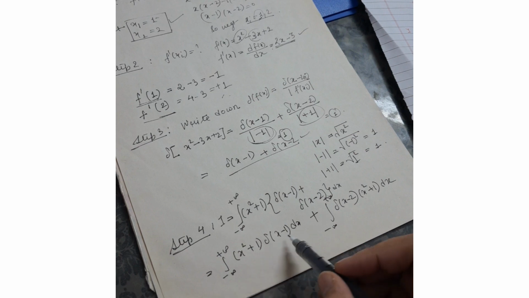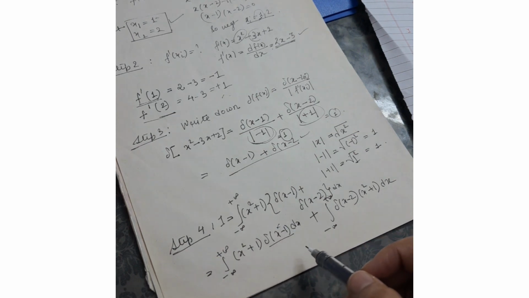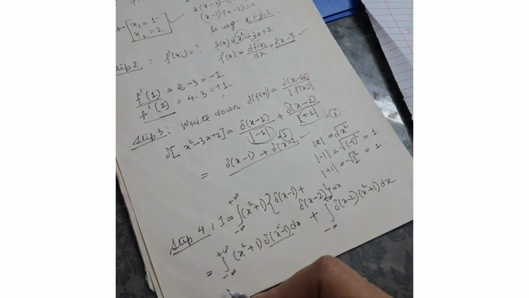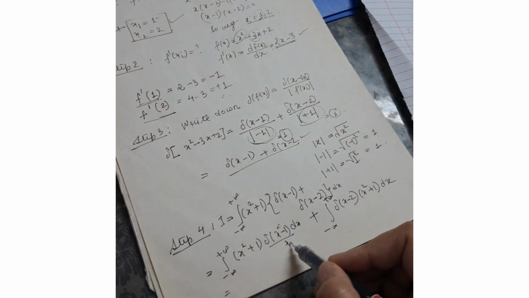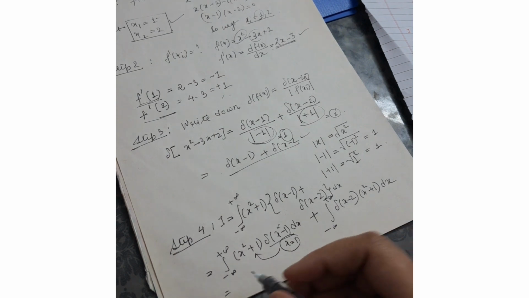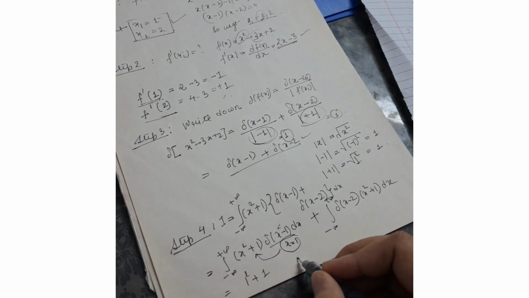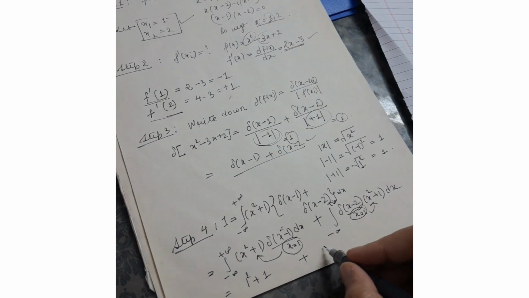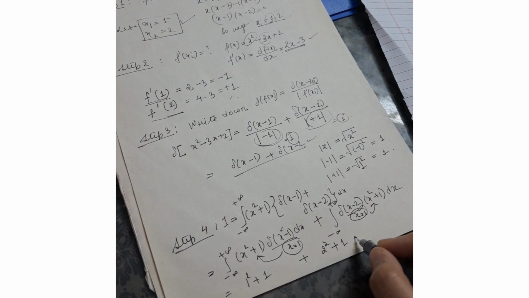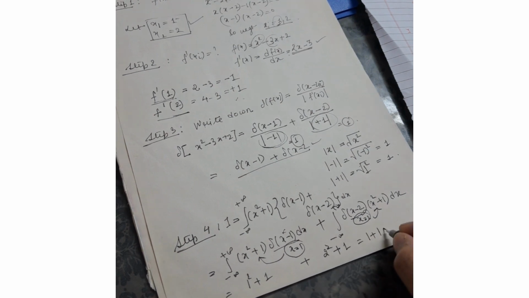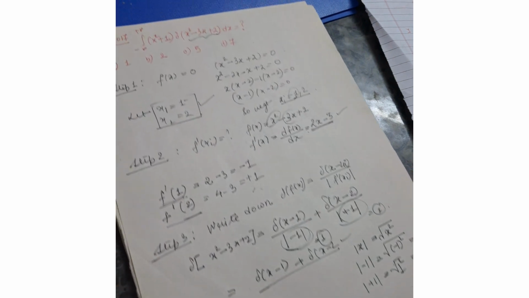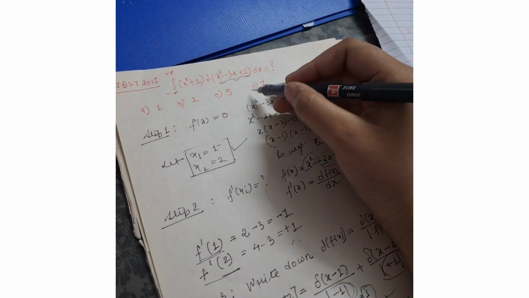So here we can see this delta function is converted into a linear power of x. Now we simply put the value x equals to 1 in this function. So we get 1 square plus 1. And as for here, we have x equals to 2. Simply put this value here. So we get 2 square plus 1. So 1 plus 1 plus 4 plus 1, that is 7. So our correct answer is option D.